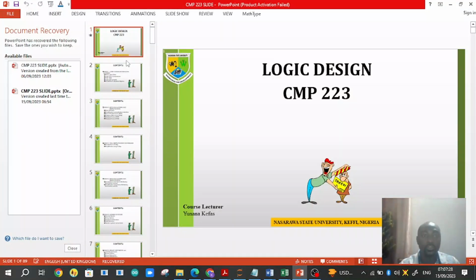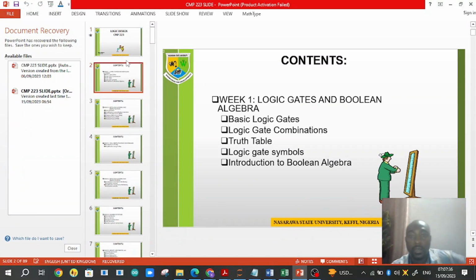Welcome to week 2 of the lecture series on logic design, CMP223. In the last class we looked at logic gates and Boolean algebra, where we talked about basic logic gates. We also looked at logic gate combinations. We saw truth tables, logic gate symbols, and then we introduced Boolean algebra.